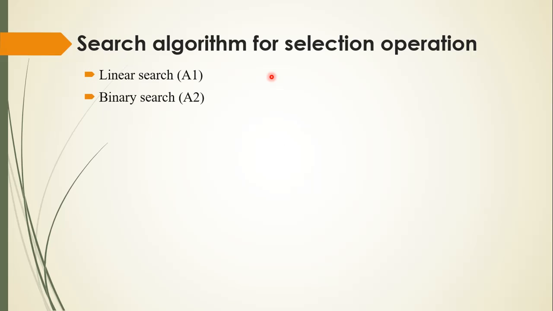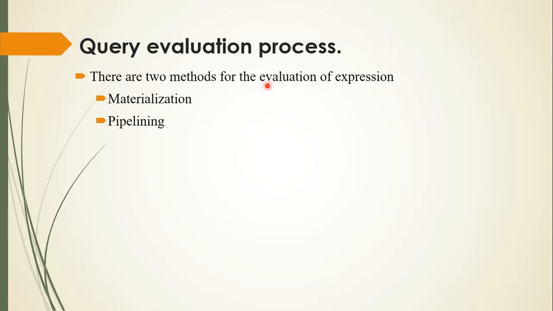Search algorithms for the selection operation. There are two search algorithms for the selection operation. The first is linear search and the second is binary search. Now the query evaluation process. There are two methods for evaluation of an expression. The first is materialization and the second is pipelining.